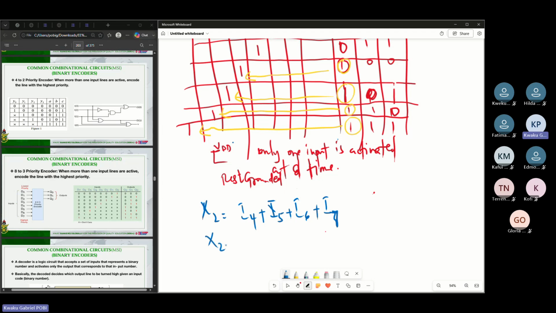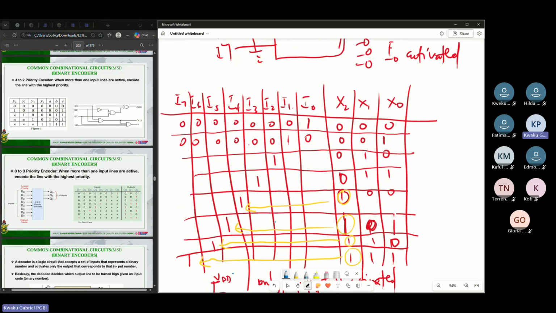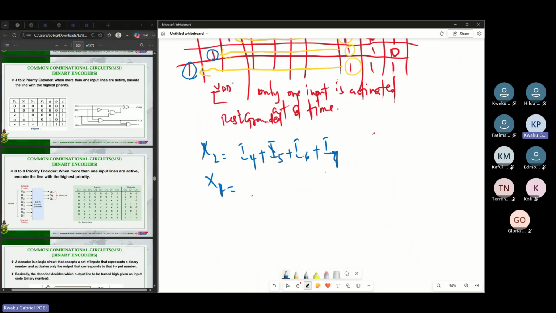If you want to write for x1, you check only the places where you have x1 as high. So x1 is high here, that's I2. Another one is here, that's I3. There are two more, I6 and then I7. So we have 2, 3, 6, and then 7.